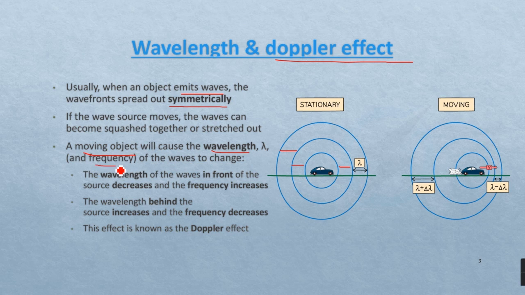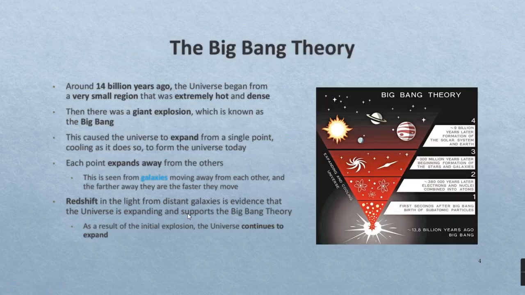We can see that with the car moving with a certain noise or sound, the wavelength gets longer for the observer moving away from the object, and it gets shorter for the observer near the object. If the car is moving in this direction, the observer right here will have a higher frequency and a shorter wavelength, and the observer on this side will have lower frequency and longer wavelength. And this is explained as the Doppler effect.